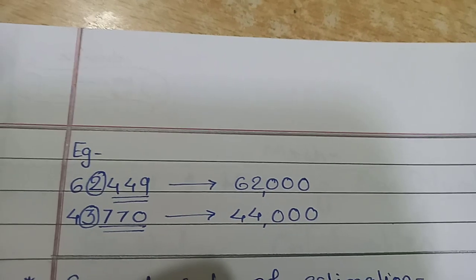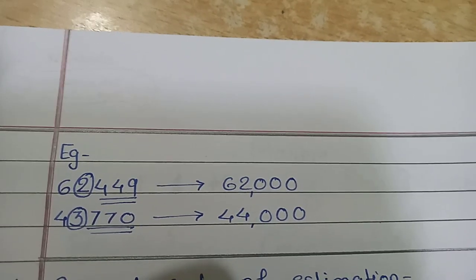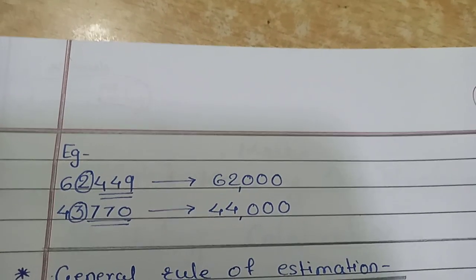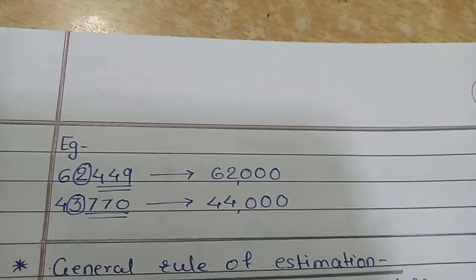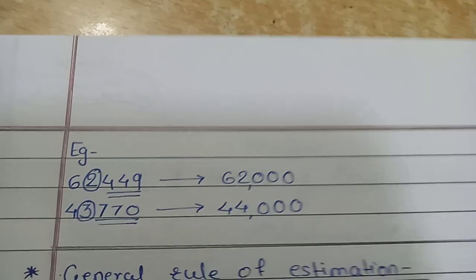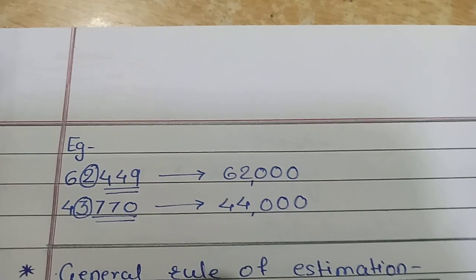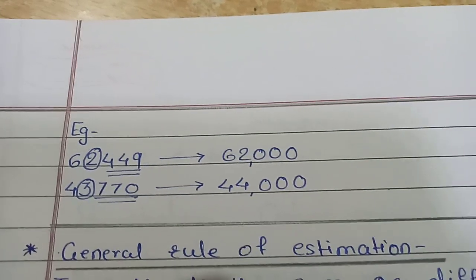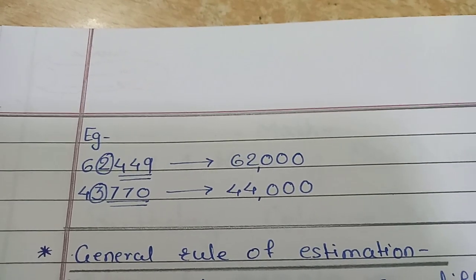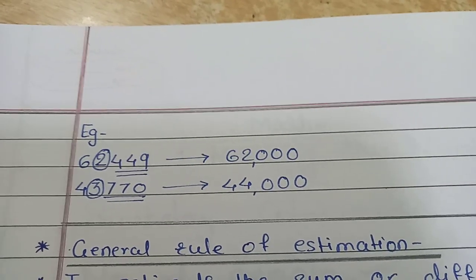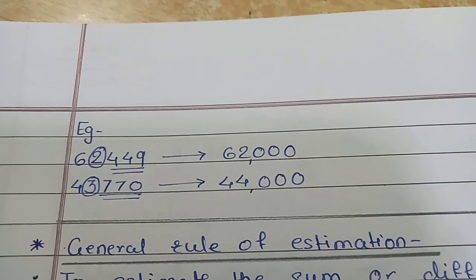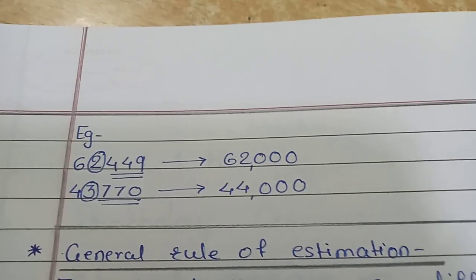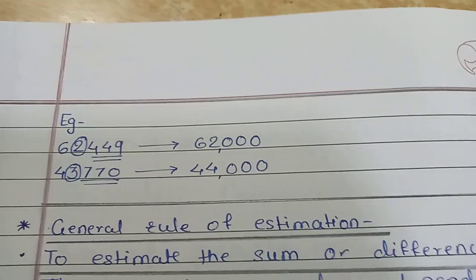Whereas 43,770, where 770 is greater than 500, is rounded off to 44,000. There is a change in the thousands digit. I repeat, when we are rounding off to the nearest 10, if the ones digit is less than 5, we will round it off to the existing tens. There is no change in the tens digit. If it is 5 up to 9, then we will round it off to the next tens, and there will be a change in the tens digit.